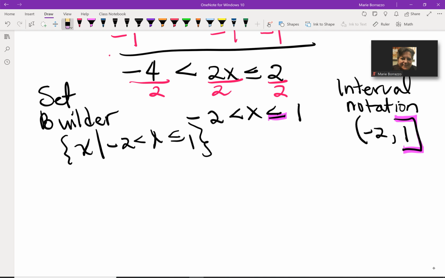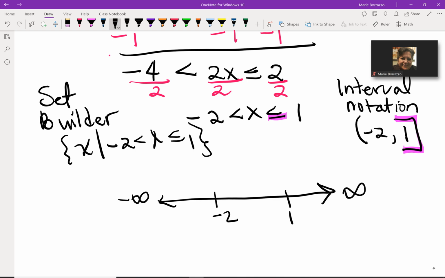Given that information, we're now going to draw it on the number line. So here's −2, here's 1. Positive infinity, negative infinity, that's just a visual. −2 is not inclusive, so draw your parentheses, and here's your bracket for the 1, because that is inclusive. And we are shading everything in here.